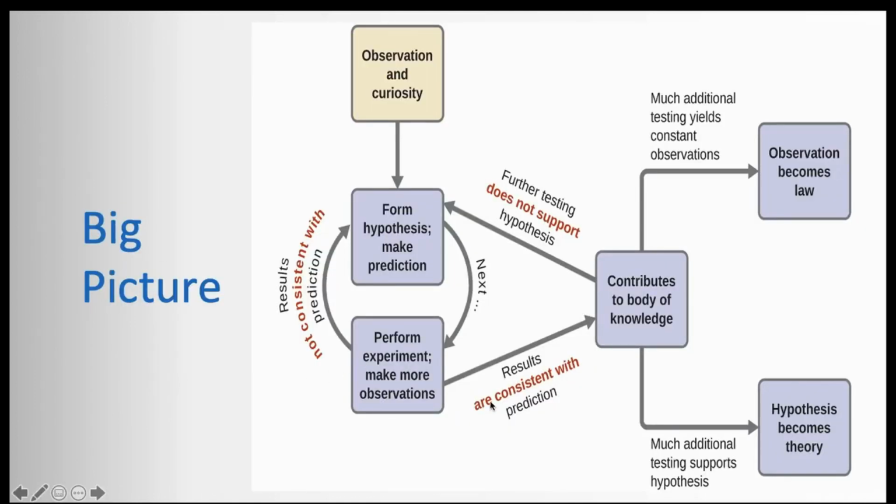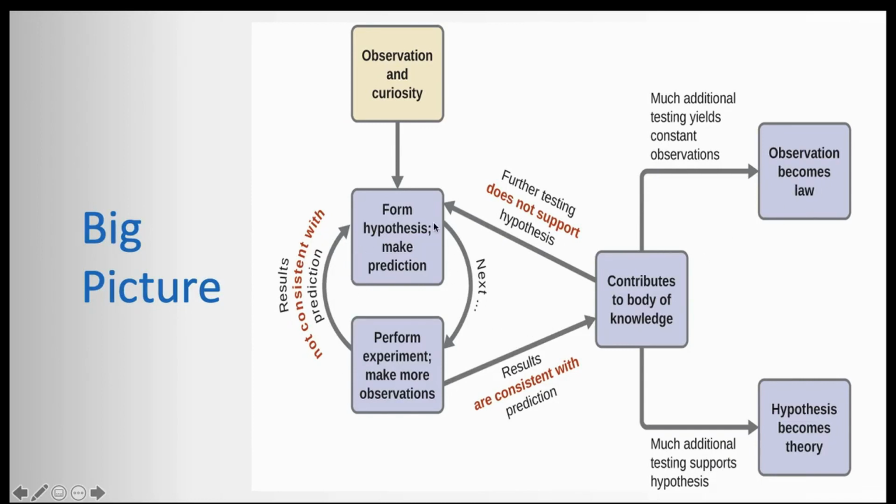So let's look at the big picture then. Here is my observation and curiosity. I form a hypothesis, and then I perform an experiment. If the results are consistent with my hypothesis, it contributes to the body of knowledge. And constant observations will become a law, but not necessarily a theory. The law will be a mathematical relationship that comes out of all these observations that we're making. The theory, however, tries to explain what we observe by a law.